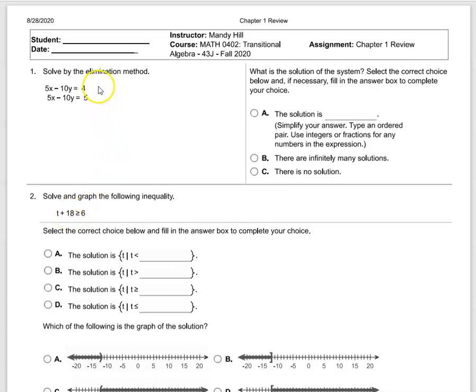Okay, so this is chapter 1 review, and we're going to start out by solving this system of equations by elimination. And if you'll look, we've got 5x and 5x. So really, there are several ways to do this, but to be consistent with what we were doing, I'm just going to take the top and multiply everything in the top by -1.